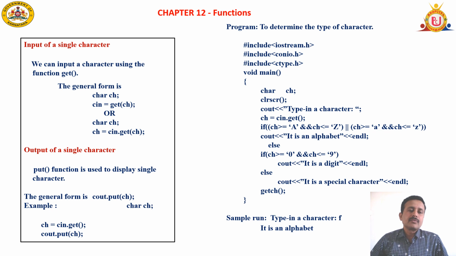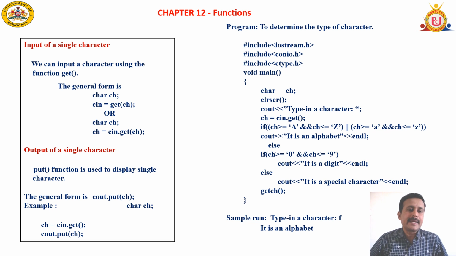Or otherwise, we can also input like this: char ch; ch = cin.get(); So a single character is going to be accepted with the help of get function, and it is going to be assigned to the variable called ch. Here I can give a blank space also, cin.get(); so one character is accepted and assigned to variable ch. This is for inputting a single character.